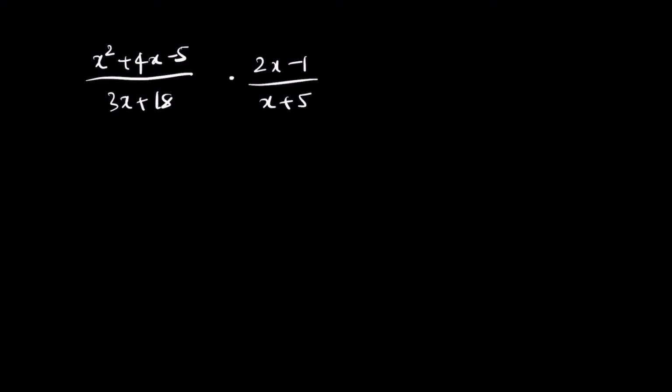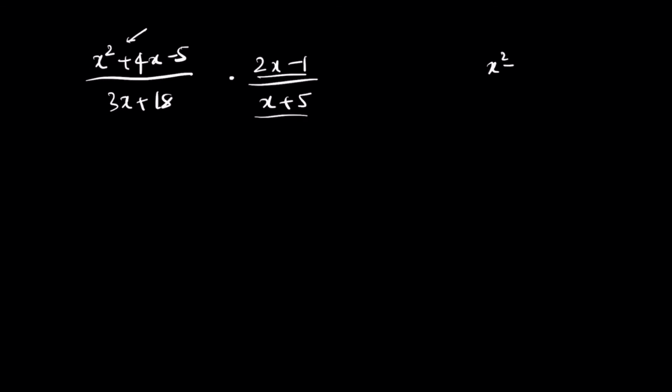Say I have (x² + 4x − 5) over (3x + 18) times (2x − 1) over (x + 5). Notice that here the first thing to do is factorize the expression. Notice that these two are already simplified, so we cannot further simplify them, but this we can simplify.